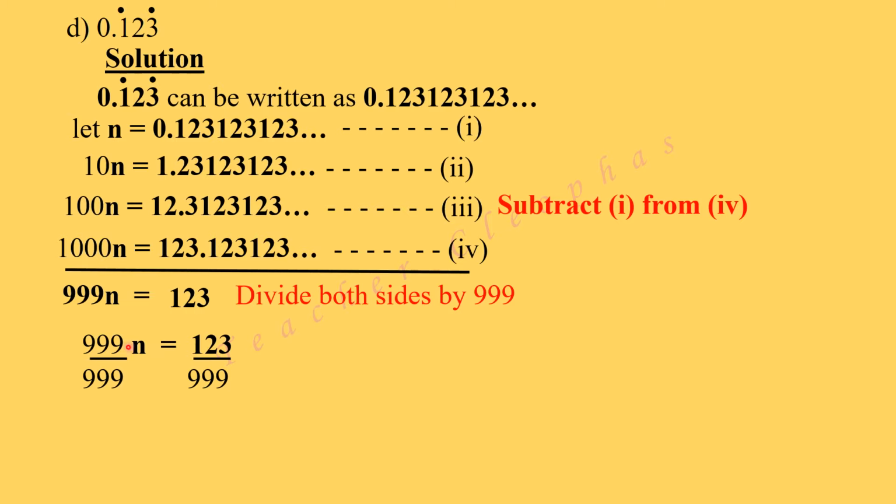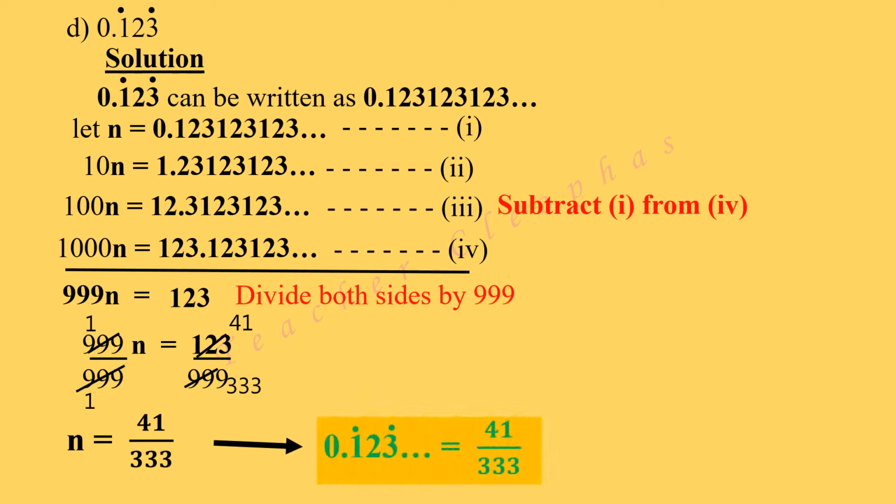Then simplify. By 999 we get 1, and the denominator by 999 we get 1. Then on the right hand side we divide by 3, it gives us 41, and 999 by 3 gives us 333. So n equals 41 over 333, implying that 0.123 with a dot on both 1 and 3 equals 41 over 333.